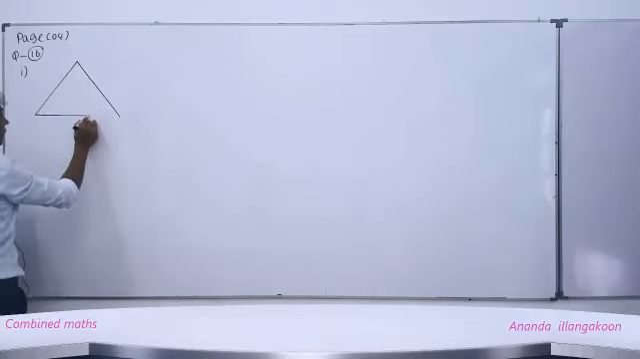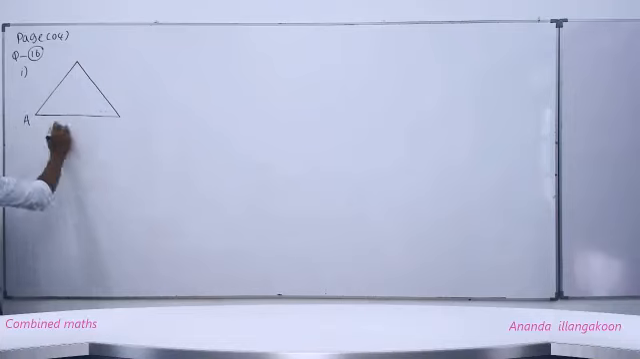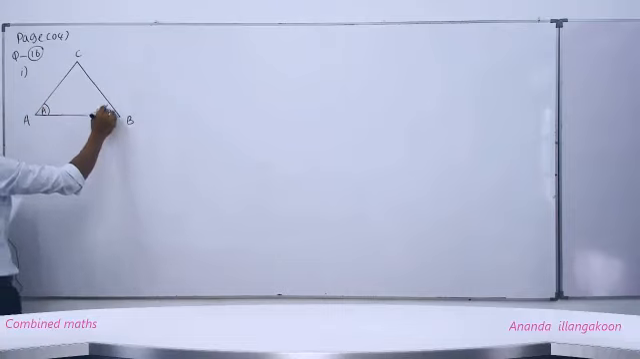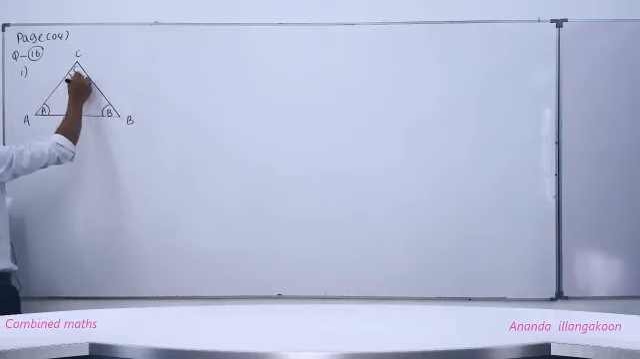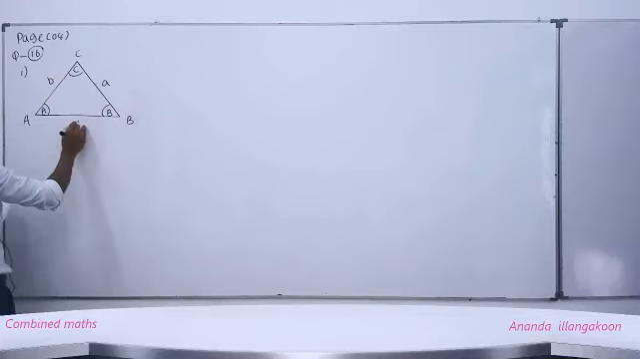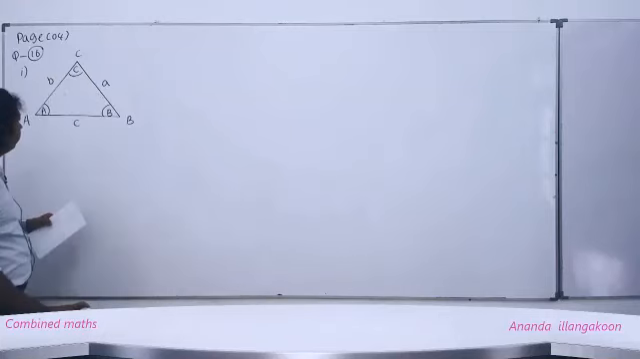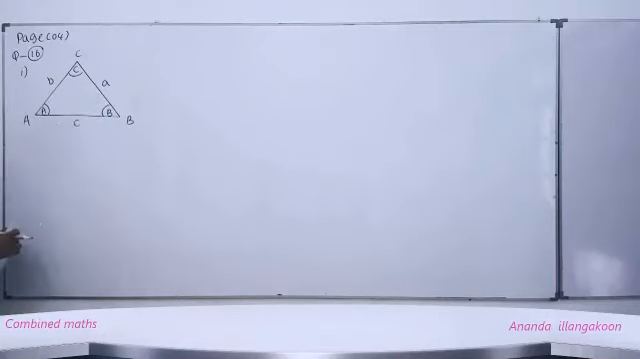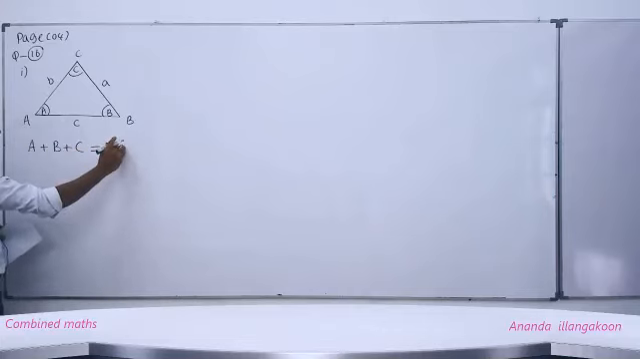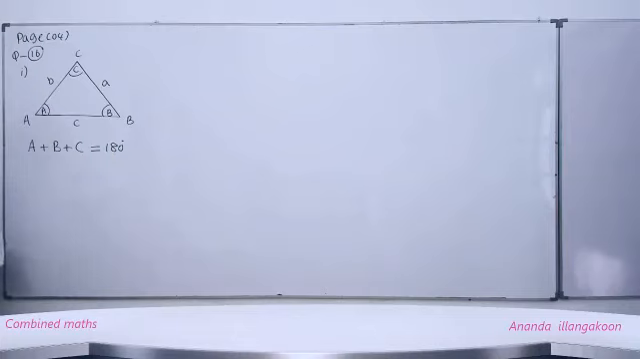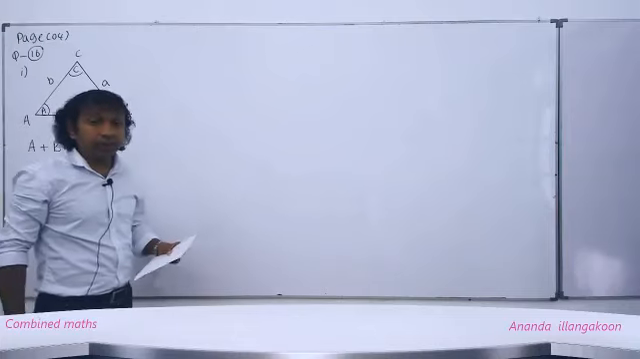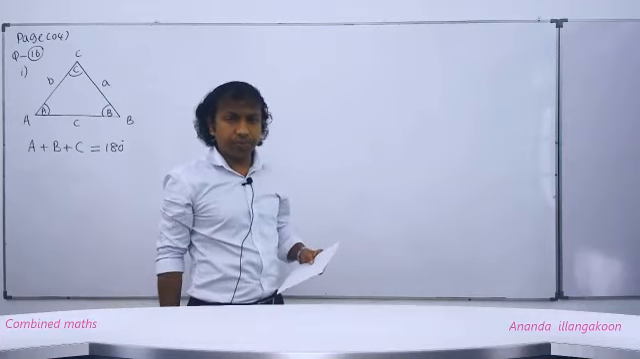Now for any triangle ABC, in the usual notation, we'll draw a triangle ABC and mark the rest of the triangle using the usual notation. So this is angle A, this is angle B, this is angle C, side a, side b, side c. The sum of these three angles A, B, C is 180. A plus B plus C is 180. That we know.